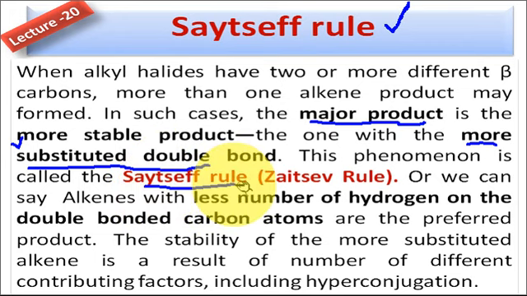In other words, we can say that it is the alkene with the lesser number of hydrogens on the double bond.